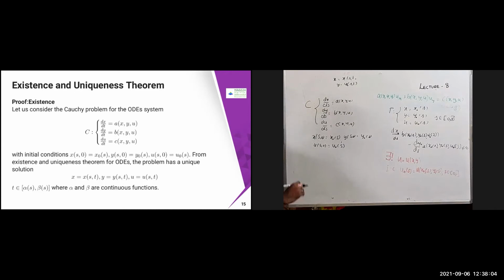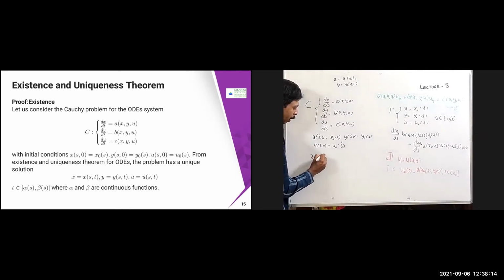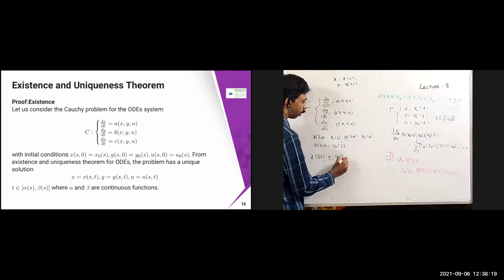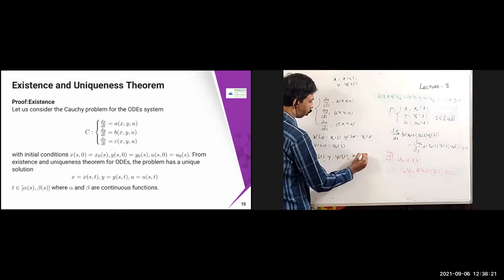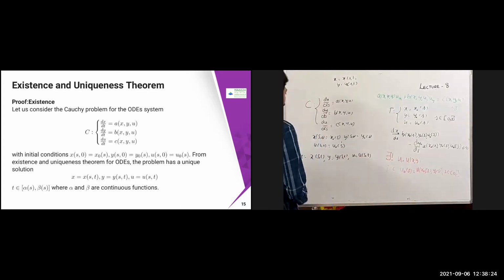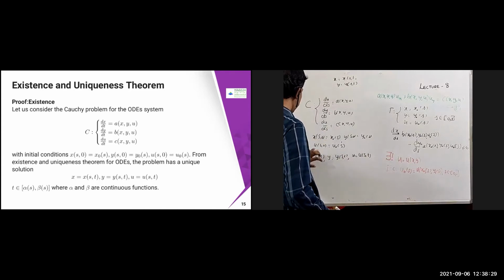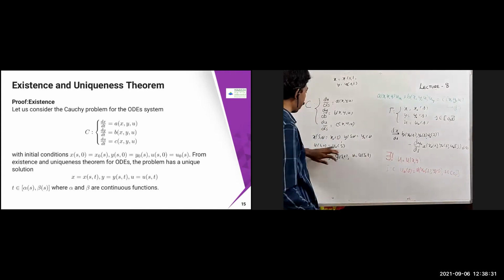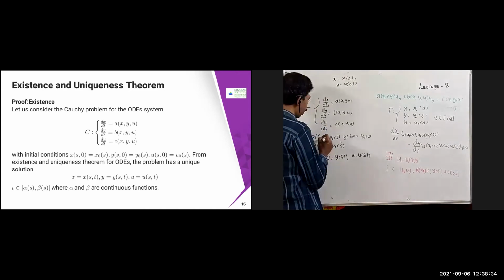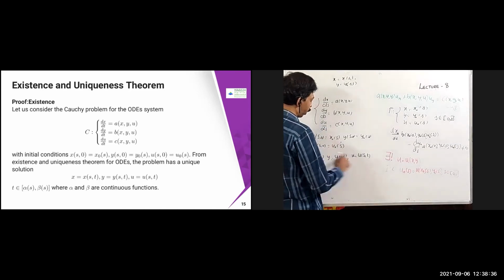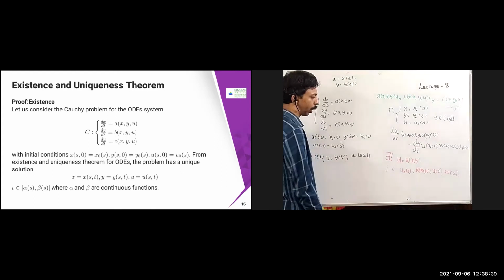Then from the existence and uniqueness theorem of ODEs, what we can guarantee is that there is a unique solution for this problem. Okay, this unique solution is obtained as follows: x equal to x of s comma t, y equal to y of s comma t, and u equal to u of s comma t. Remember that here I'm just denoting x of s comma 0 equal to x naught of s, y of s comma 0 equal to y naught of s, u of s comma 0 equal to u naught of s. Therefore, only in this place do I have variables. This is the set of x of s comma t over s comma t.